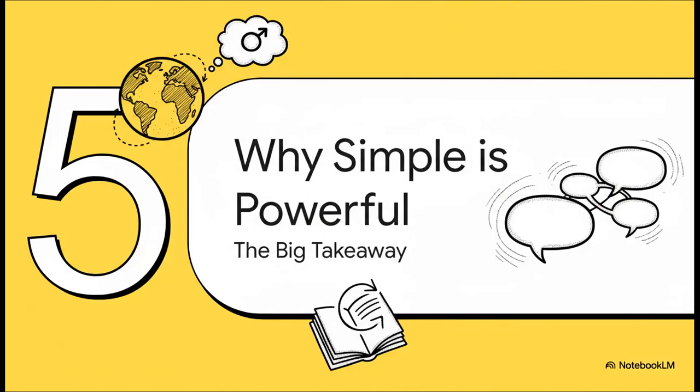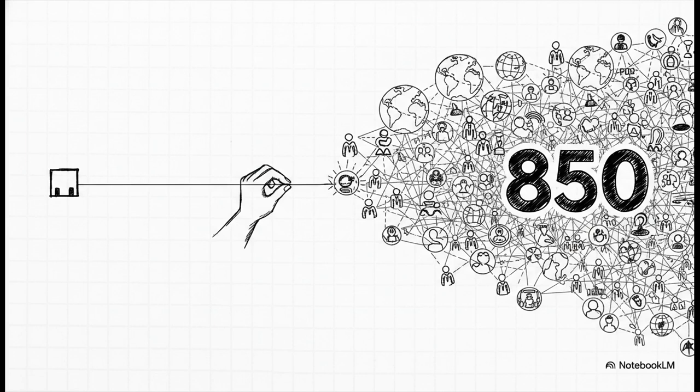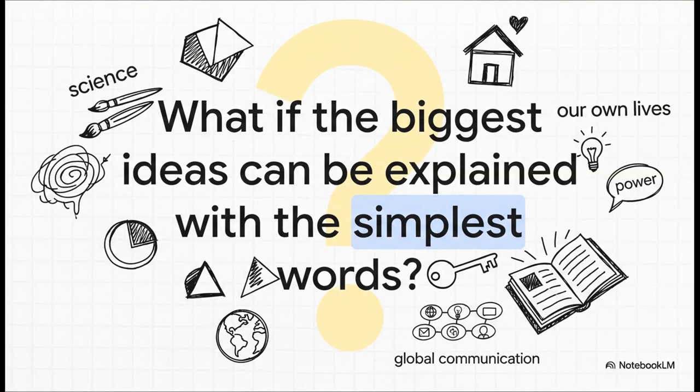So let's wrap this all up with the big takeaway from our little journey into one very, very common word. Just think about where we started with the word room, a word so simple we barely even notice it. But just by pulling on that one tiny thread, that little note about a list of 850 words, we unraveled this whole fascinating system designed for global communication. Pretty cool.